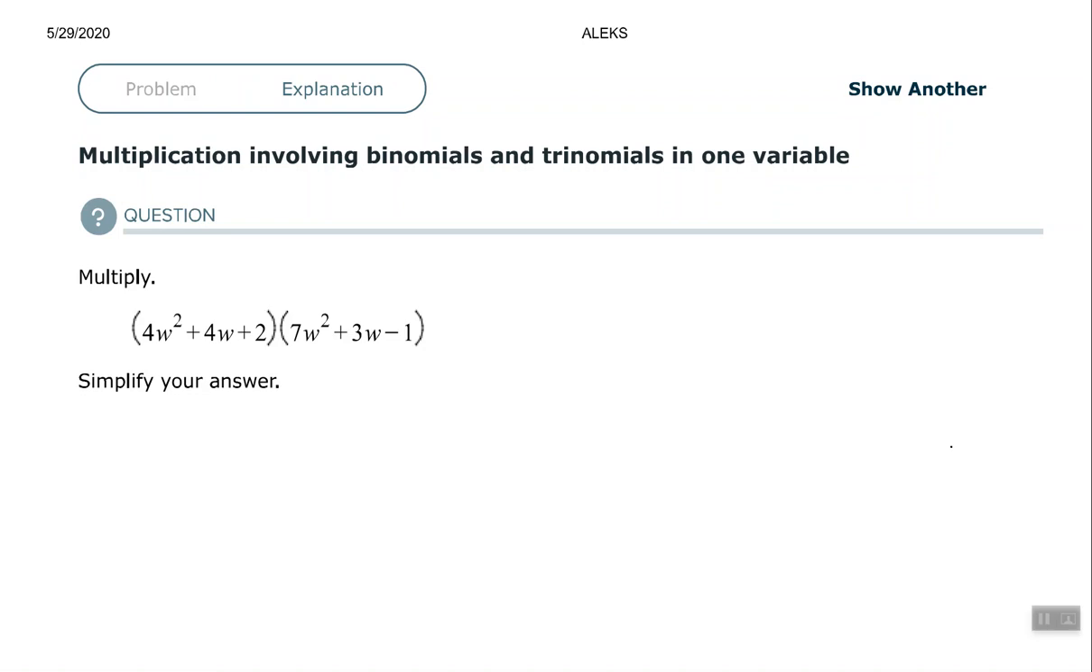In this video, we're going to look at multiplication involving binomials and trinomials in one variable. All right, so looks like we have a trinomial times a trinomial here. The process stays the same. We will multiply each term from the first parentheses times each term in the second parentheses. So I'm going to start off with the 4w squared and distribute to each one of those.